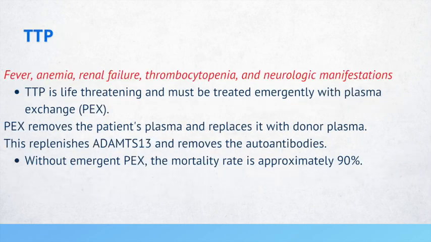TTP. Fever, anemia, renal failure, thrombocytopenia, and neurologic manifestations. So if you see any of those symptoms, well, not any of them, all of them, or most of them, you want to consider TTP. This is a life-threatening condition and must be treated emergently with plasma exchange.